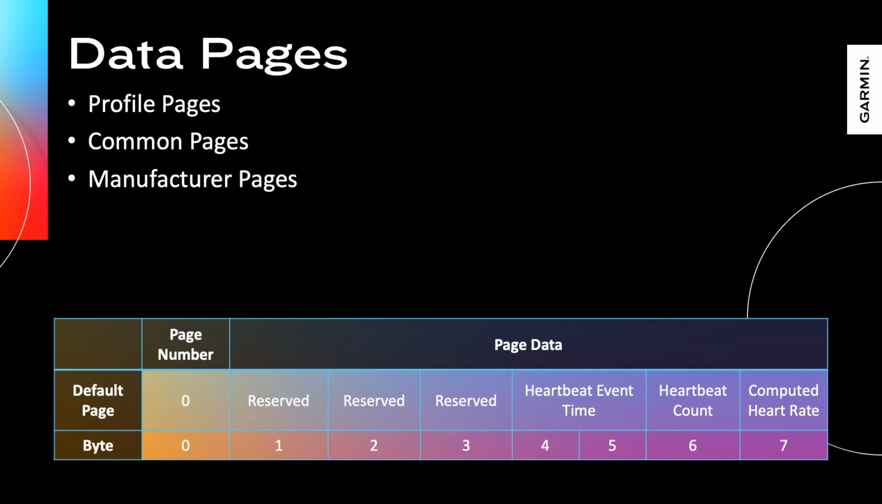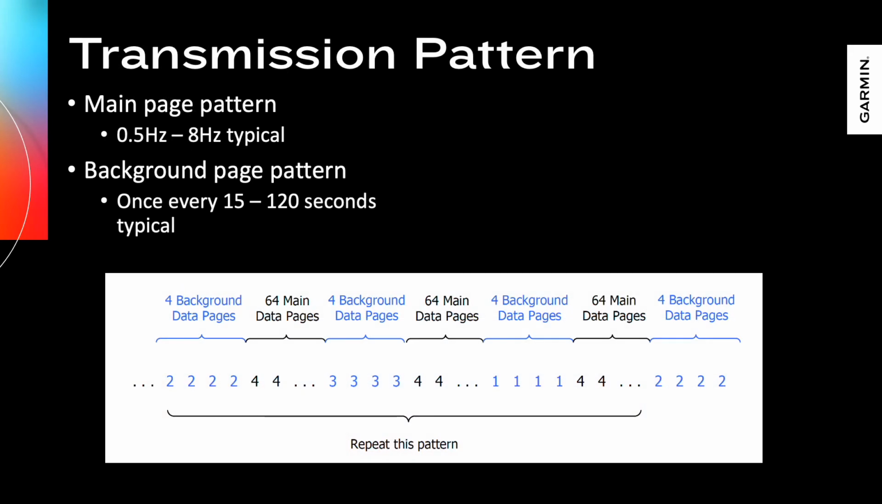create their own definition. Manufacturers that are ANT+ annual members are free to request an ID using a form found on thisisant.com. This slide shows an example profile-specific page from the heart rate monitor profile. The definition is for the default page. The page number is 0, and it is encoded with the heartbeat event time, heartbeat count, and computed heart rate fields.